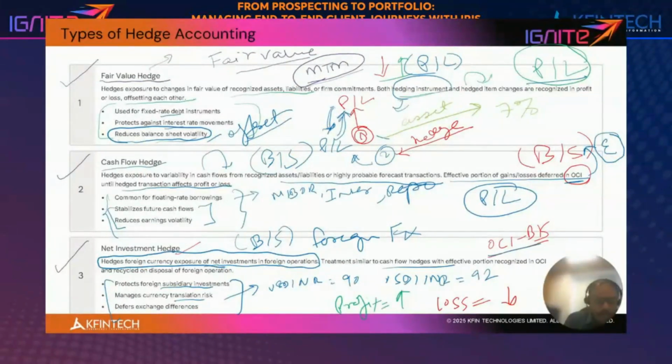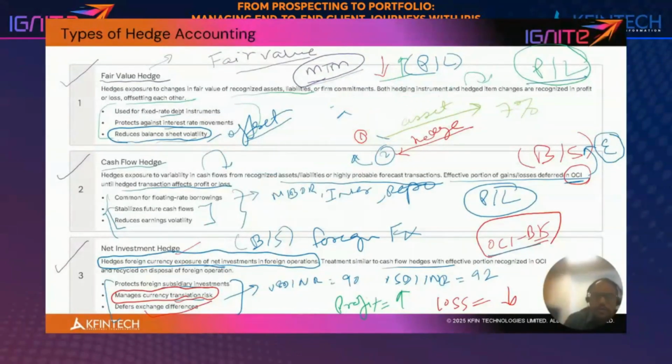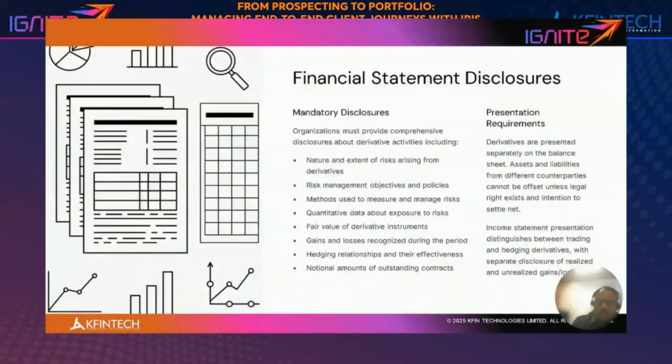So this is the currency translation, that is conversion. And it differs the exchange rate differences. Why? Because it is going in OCI. Let's understand how your balance sheet and P&Ls are structured. To understand how they are structured, let's see an example where you have a balance sheet.